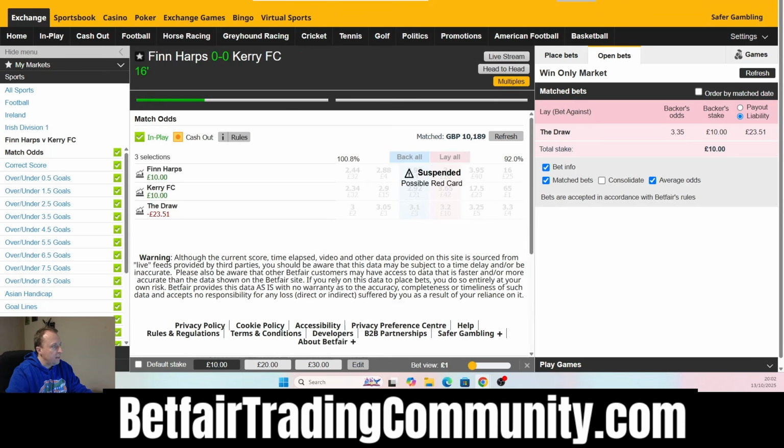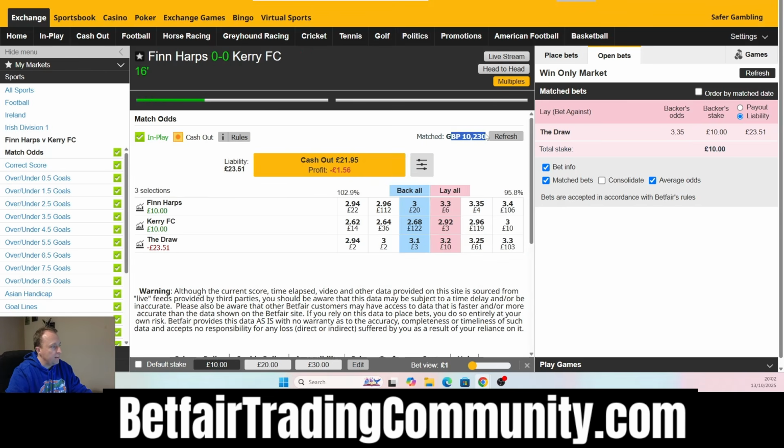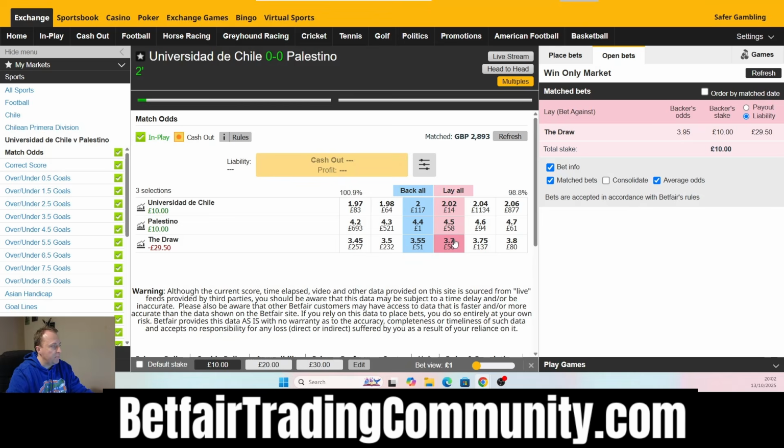Interestingly, I like the fact that the liquidity on this match has gone up a fair bit. Okay, so it's really good that it's a £10,000 match now when there was hardly any earlier in the day. And again, it can be better to get on near a kickoff if you can. The UDA Chile odds actually have come in a bit. I think it was around 3.8 at kickoff, something like that.